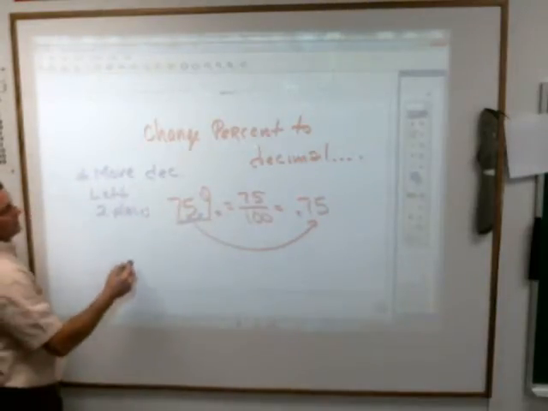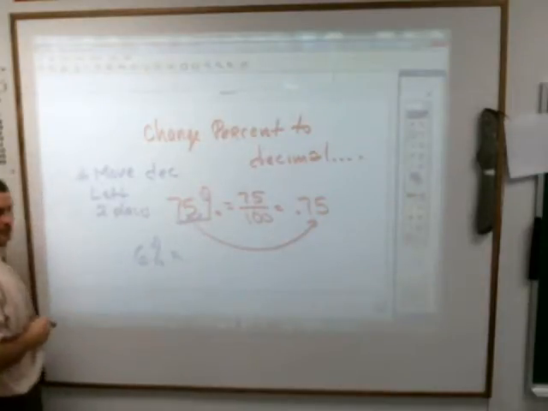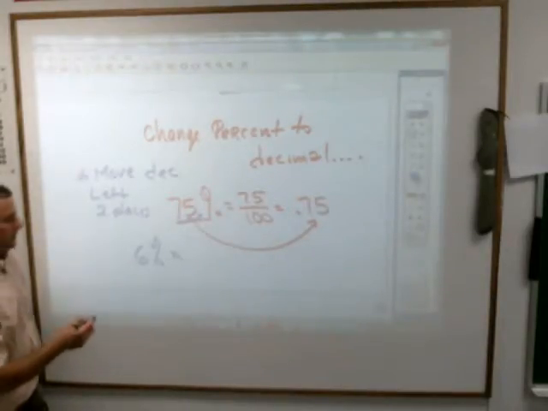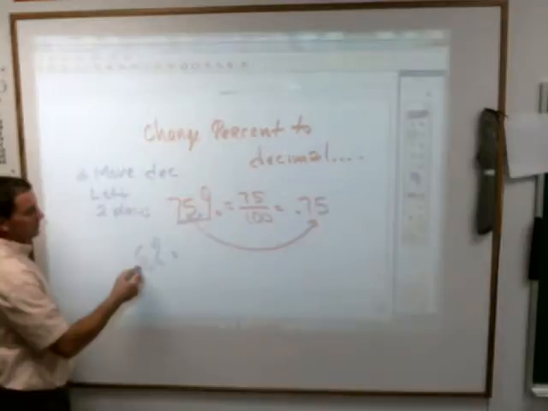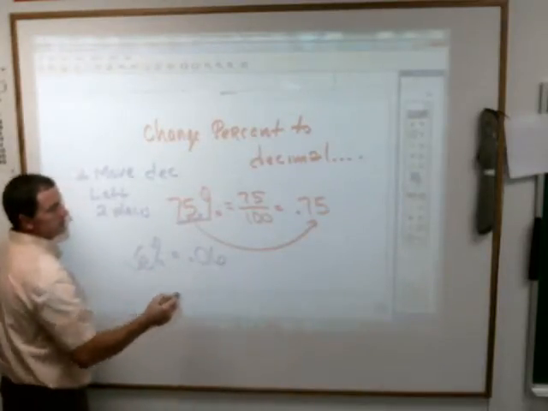So if I have 6% and I want to make that a decimal, I give you this because these are always the ones that trick people up. Alex, what is 6% as a decimal? 0.06. Exactly. Decimal starts here, back 2 places means you have to add a 0. 0.06.